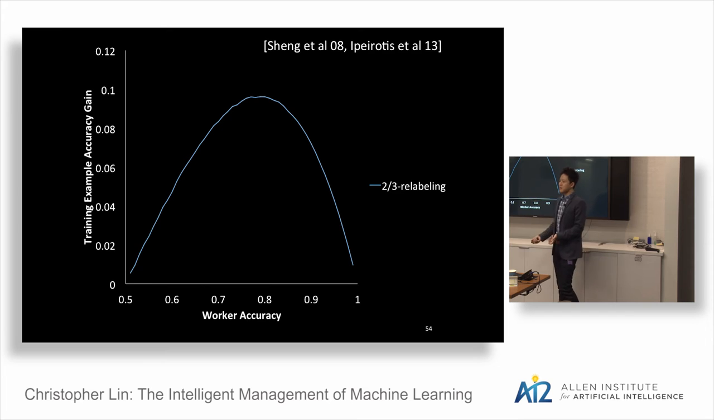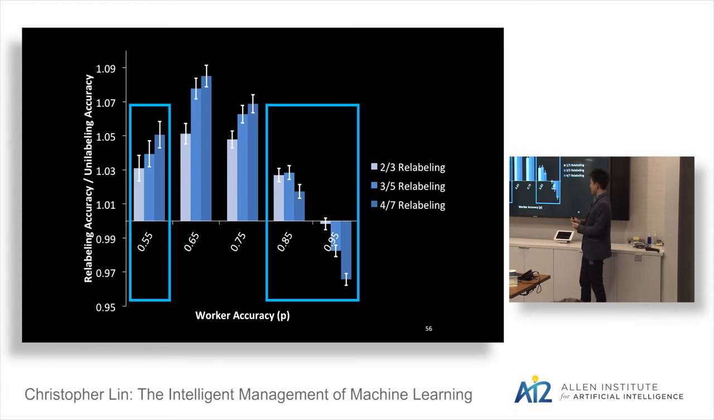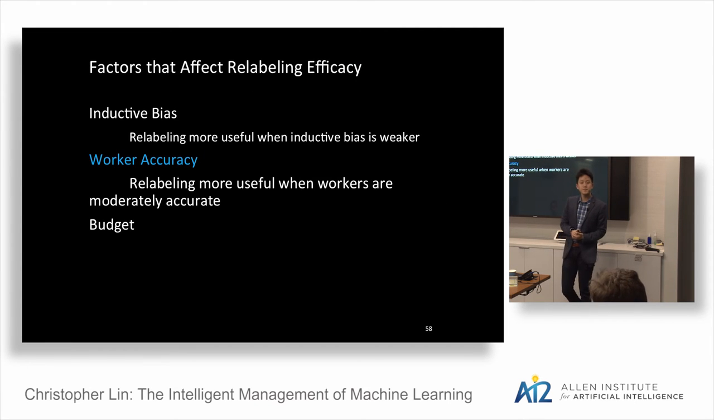But what we actually want to show is, does this hold through when you're actually training a machine learning algorithm, not just on the quality of the labels themselves? So we ran an experiment with, again, a data set with 50 features and a budget of 500. We're training a decision tree. What you see here is we're varying worker accuracy on the x-axis. And at the ends, relabeling is not as powerful as when workers are moderately accurate. So relabeling is more effective when workers are moderately accurate. So it's the same conclusion.